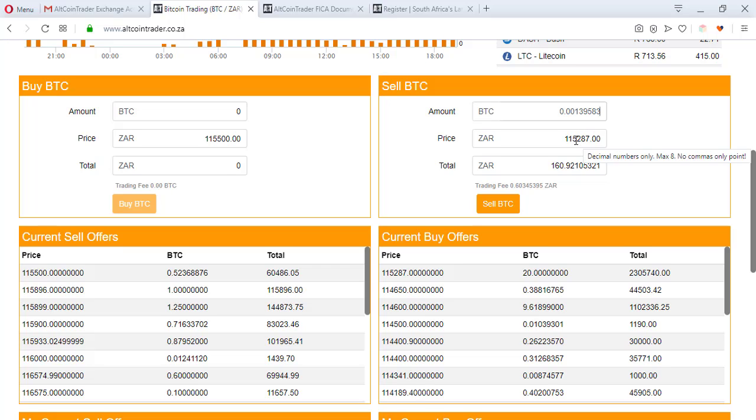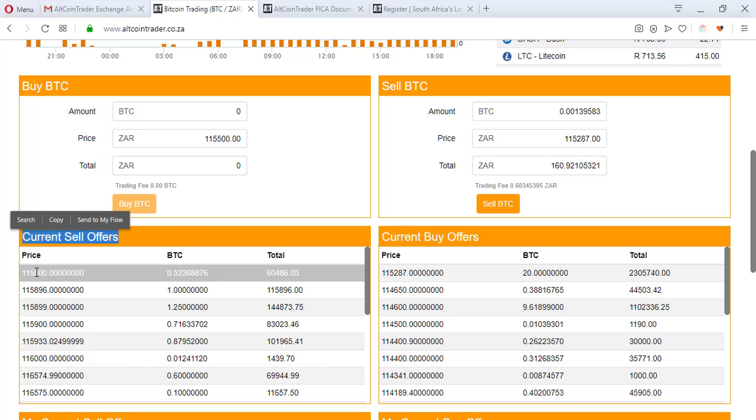And the current price, right, that is being offered, right? This is one thing that I also want to show you. It says current sell offers and current buy offers. So right now people are selling Bitcoin at 115,500, okay? So there's actually someone who is selling 0.52368876 Bitcoin at a price of 115,500. So let's say you want to buy Bitcoins right now, okay?